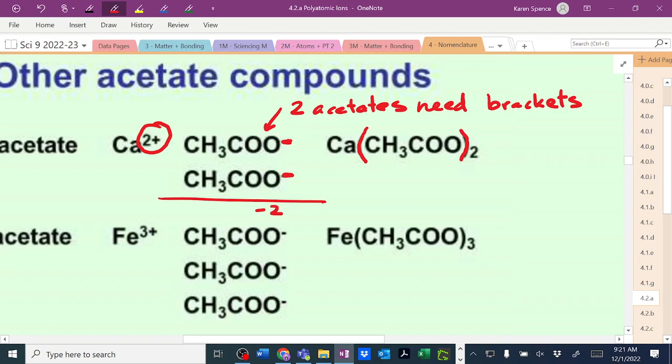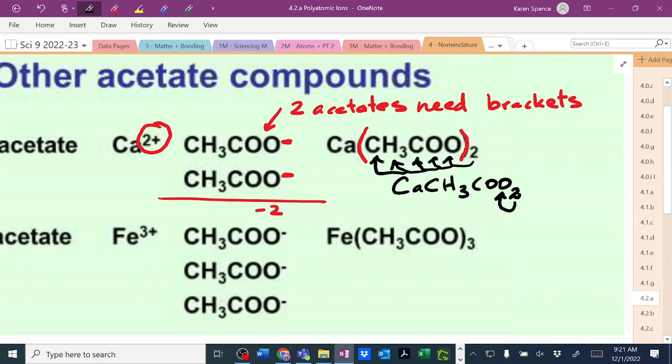If we were to write Ca CH3COO2, that little 2 would only apply to that first oxygen there. You wouldn't be multiplying the whole thing. You would just have 2 of those oxygens, but this little 2 applies to every single thing inside the brackets. And that's why we need those brackets. Yeah, it's the acetate ion.